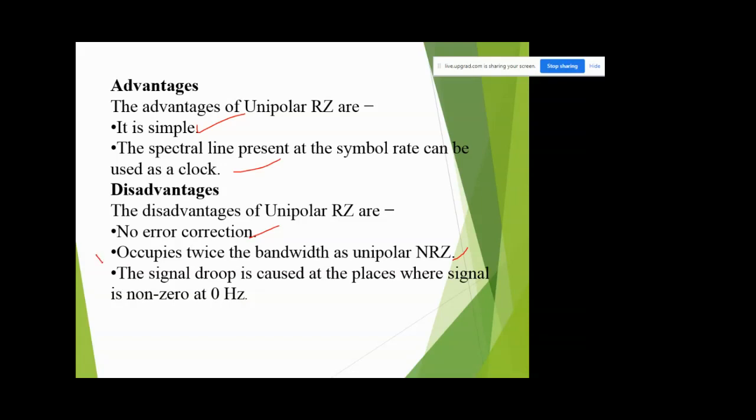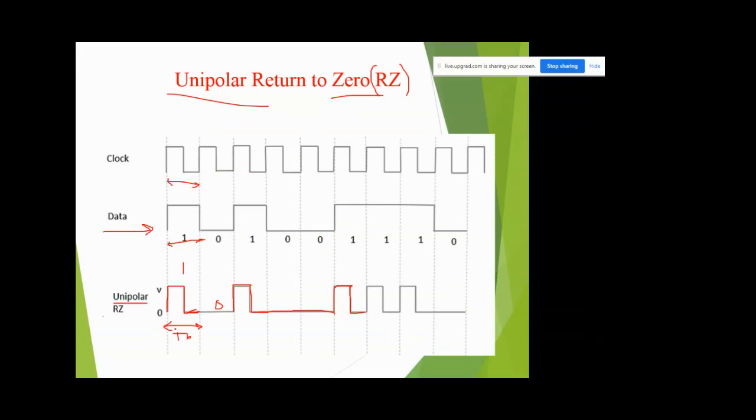Now let me explain the second one: it occupies twice the bandwidth of unipolar NRZ. Twice the bandwidth means what? Actually, here is what happens in unipolar; this is the unipolar NRZ signal.